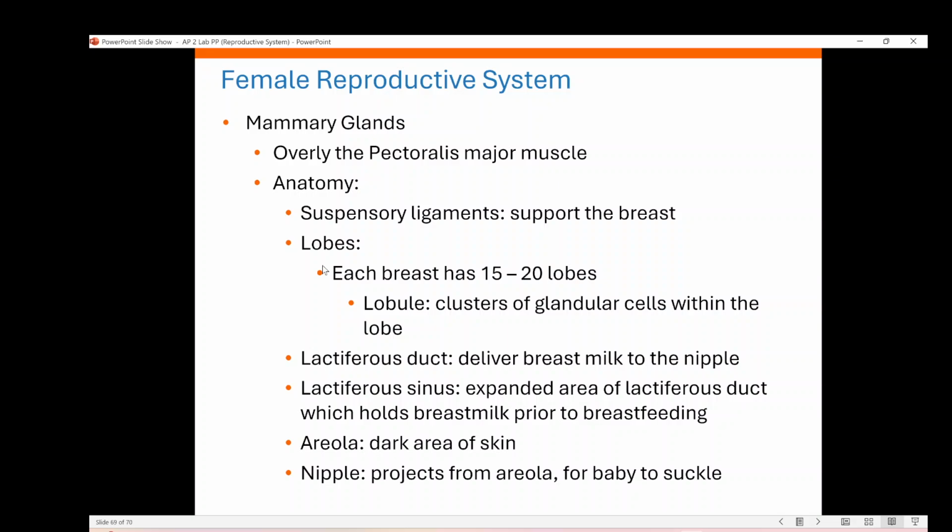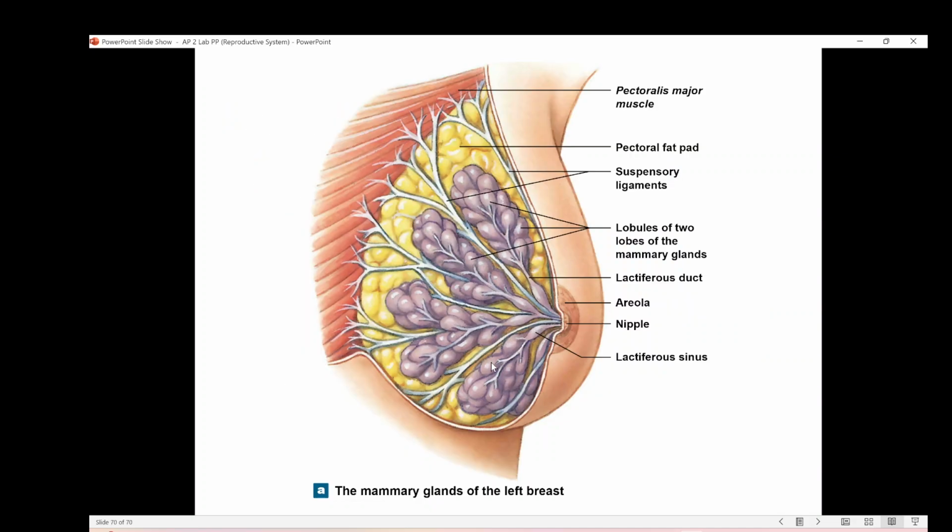Within the breast, we have these lobes of glandular tissue. Each breast has about 15 to 20 lobes. And within the lobes, there are lobules. These are clusters of glandular cells within the lobe, and they're the ones that are going to make, obviously, the breast milk. Now, there's a duct that's going to deliver the breast milk to the nipple. This is known as the lactiferous duct. So again, these little clusters here would be the lobules.